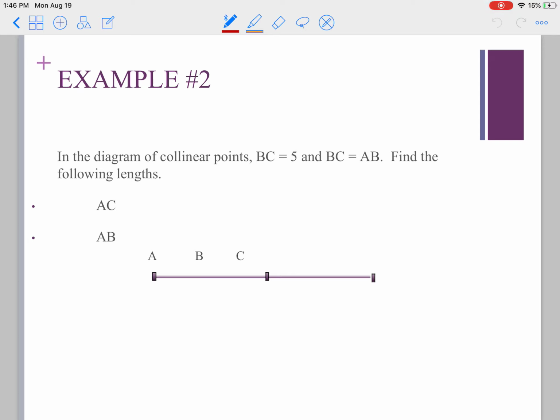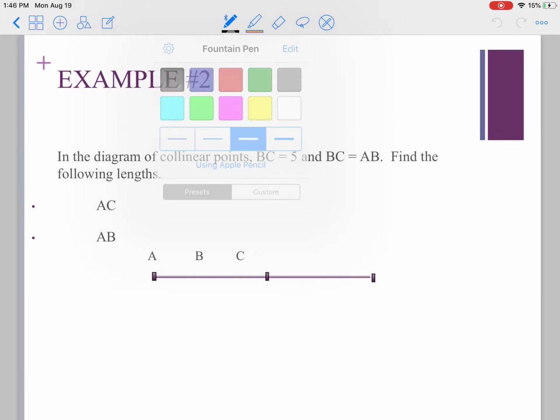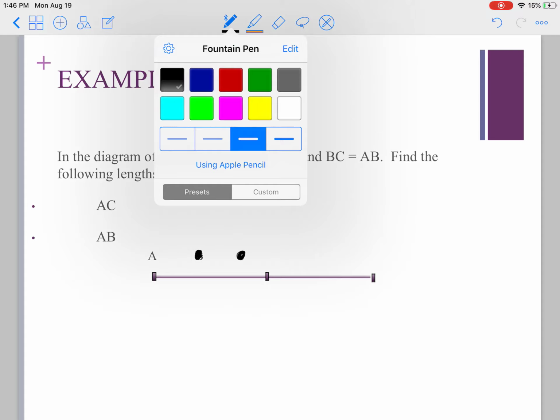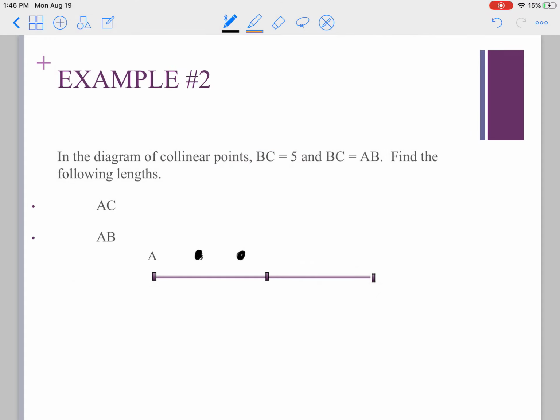Example number 2. So in the diagram of collinear points, one thing I need to begin with is a quick correction, because they're a little bit off on the PowerPoint. Let's move them over a little, and this is going to be B and this will be C. Okay, so there's the 3 collinear points. Remember the word line. So we're dealing with a line or line segment.